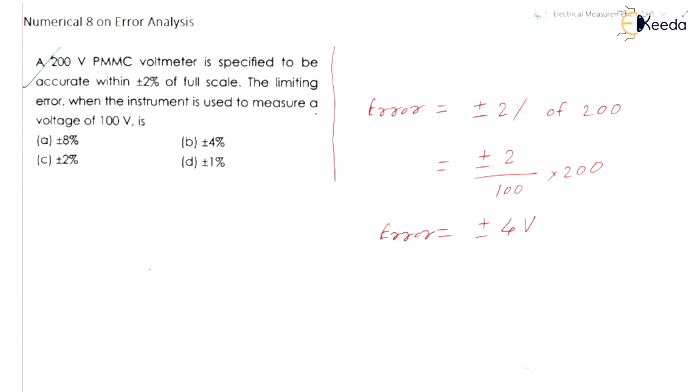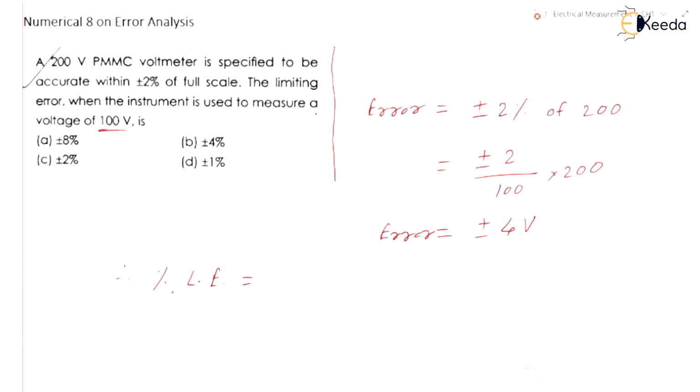Now what is the percentage limiting error? Therefore, percentage limiting error while measuring 100 volt, the meaning is when measuring 100 volt, the meter will show the reading between 100 plus or minus 4 volt, that is from 100 minus 4 to 100 plus 4, that is in between 96 to 104 volt, the instrument will show the reading.